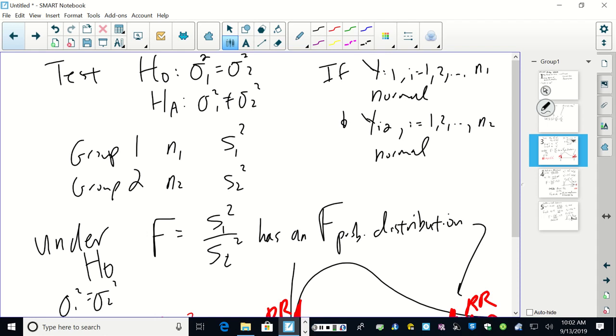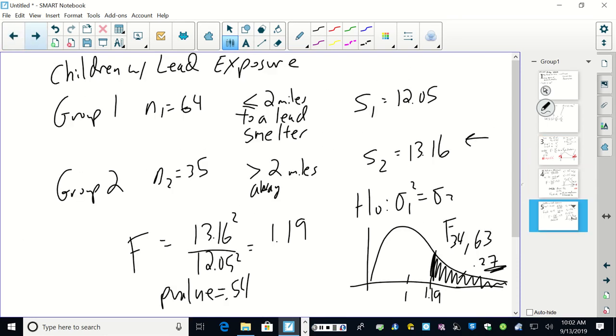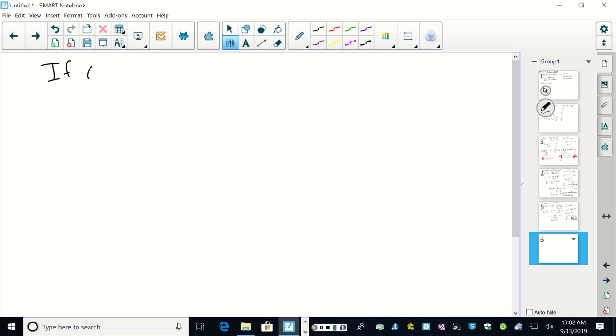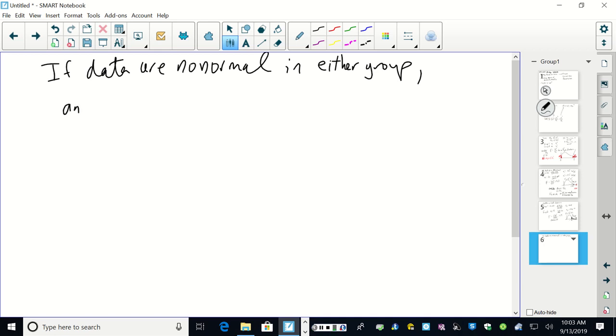In fact, the tests of variances are pretty sensitive to an outlier because things do get squared in all the variances. So what can we do? So an alternative, if the data are non-normal in either group, you could look at an alternative test, less dependent on normality.